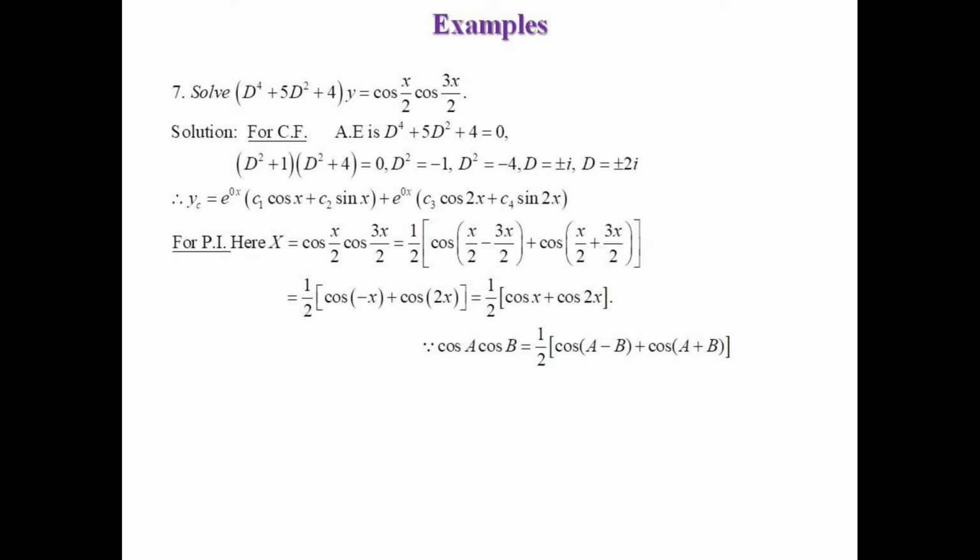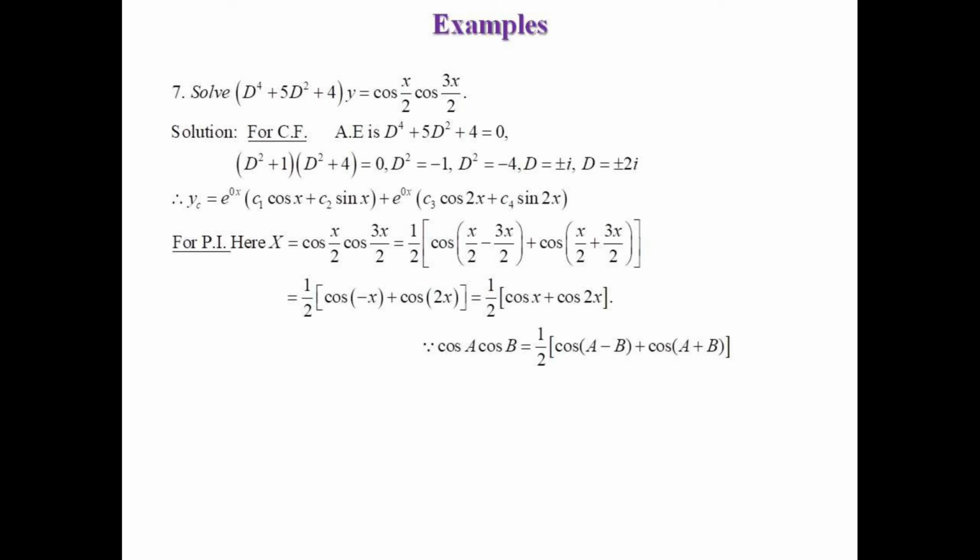If we apply the formula for finding the complementary function, then the complementary function is e raised to 0x (c1 cos x plus c2 sin x) plus e raised to 0x (c3 cos 2x plus c4 sin 2x). So this is the value of the complementary function.